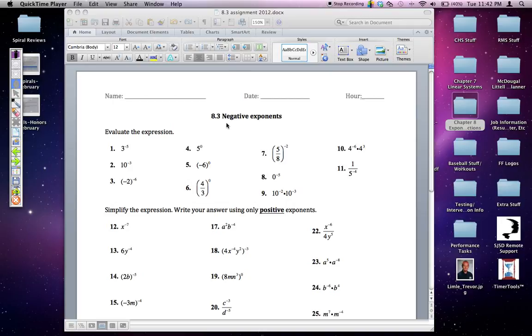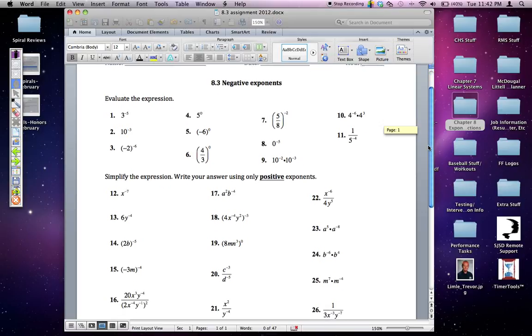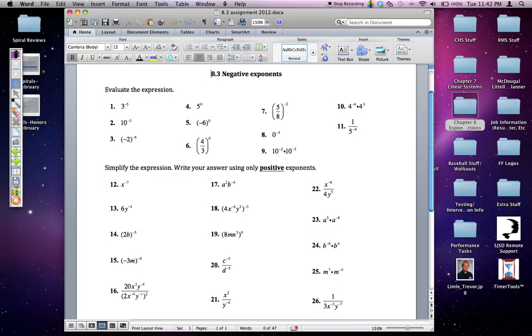The only thing that we need to take a look at here is negative exponents, and then we're also going to take a look at zero exponents. Before I move on to go through some notes on 8.3 and talk about how negative exponents work and how positive or zero exponents work, you should be able to figure some of this stuff out.